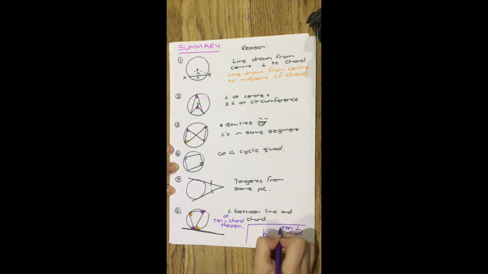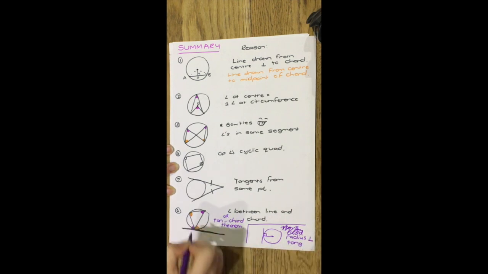Radius, what did I just say? Sorry. Radius perpendicular to tangent. I had this in my head. Radius perpendicular to tangent, because this is a radius and this is a tangent, but it will always be that the radius is perpendicular to the tangent if they touch.